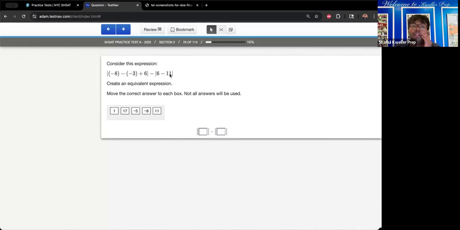Create an equivalent expression. Just evaluate each one. -8 minus -3 is -8 plus 3. You have to remember that when you subtract a negative number, you are adding that number. -8 plus 3 plus 6 is -8 plus 9, that's just 1. And then 6 minus 11 is -5. So yeah, this is another one of those new types of questions.